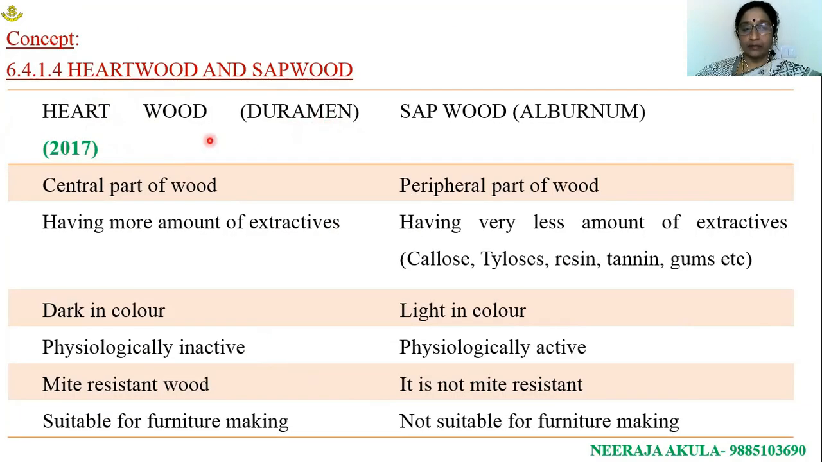Heartwood is also known as duramen. In 2017, we got a question right from this particular area. Sapwood is also known as alburnum. Based on the type of plants, the wood is again differentiated into two types, hardwood and softwood.